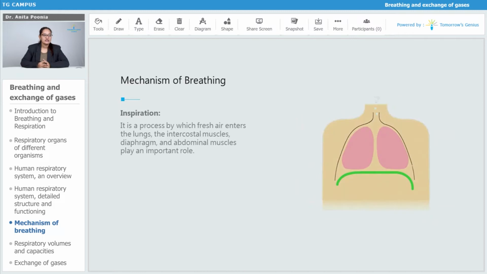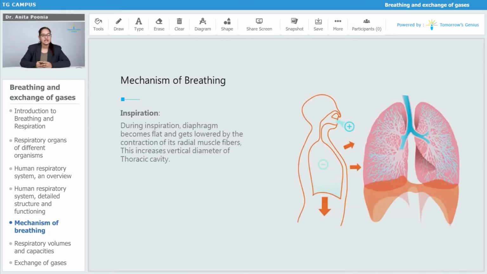respiration. Here, inspiration is what? Inspiration is the process by which fresh air enters the lungs. The intercostal muscles, the diaphragm, and the abdominal muscles play an important role there. During inspiration, the diaphragm becomes flat and gets lowered by the contraction of its radial muscle fibers, and this increases the vertical diameter of the thoracic cavity.